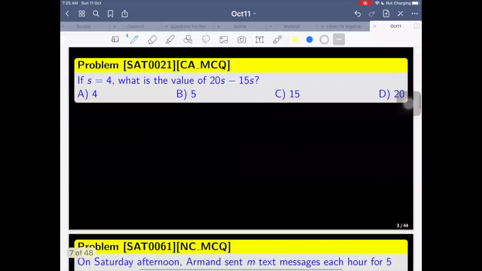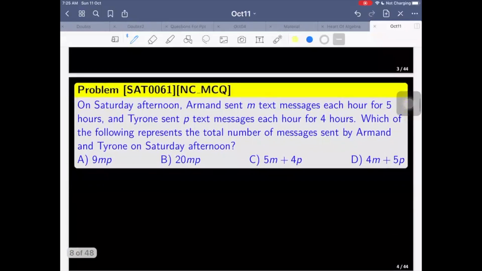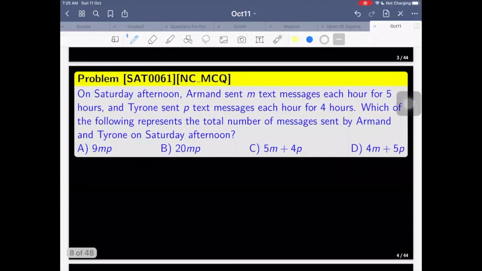So this question came in a previous SAT. Just try this question. So read the question and tell me the answer.